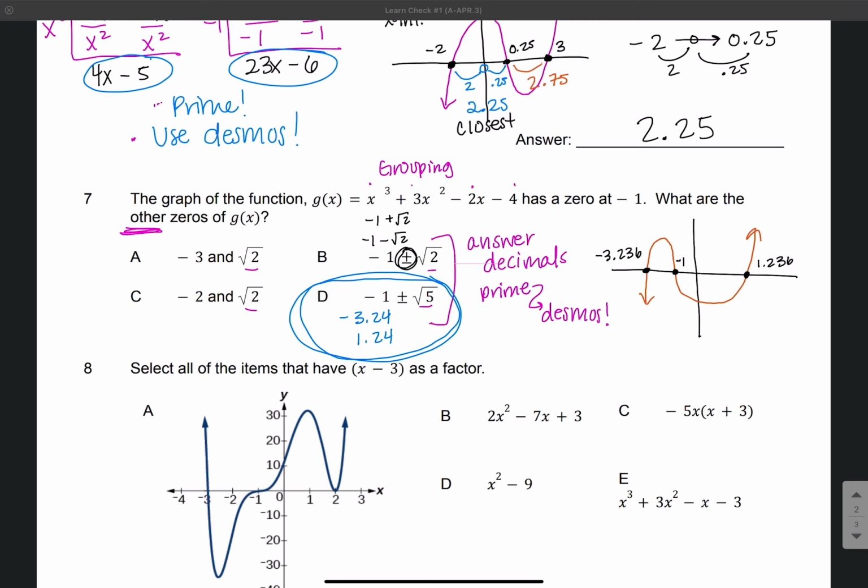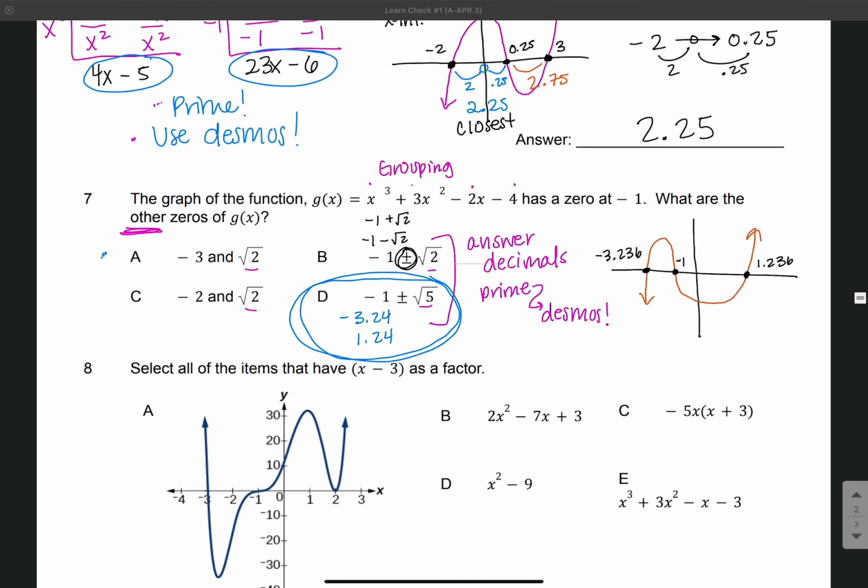Okay? I think what a lot of people did is they rounded, like negative 3.236. They just rounded it to negative 3, and they rounded the 1.236 to something else, because I saw a lot of people put answer choice A. But again, I think it was because there was a rounding issue. You want to be as specific as possible and as accurate as possible. So just make sure you're converting your answer choices into decimals, and make sure not to round too much.